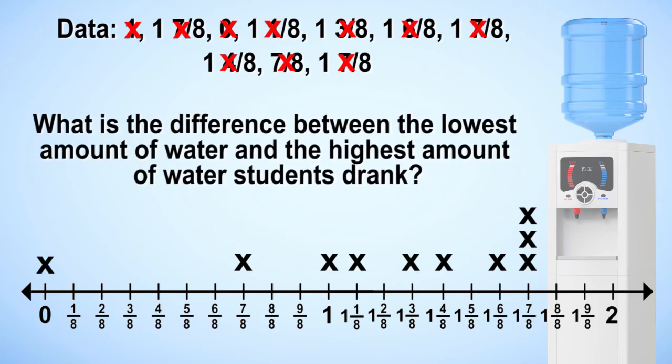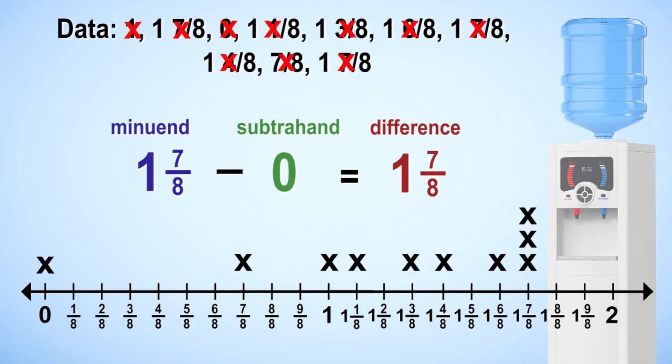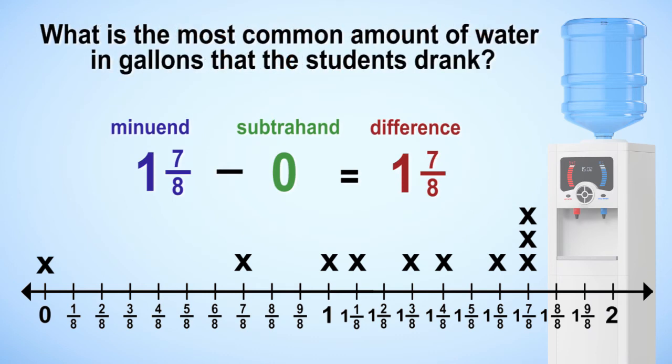What is the difference between the lowest amount of water and the highest amount of water students drank? The highest is 1 7/8 gallon, and the lowest is 0 gallons. The equation to represent this problem would be 1 7/8 minus 0 equals 1 7/8. What is the most common amount of water in gallons that students drank? The most common would be the 1 7/8 because it has the most number of x's.